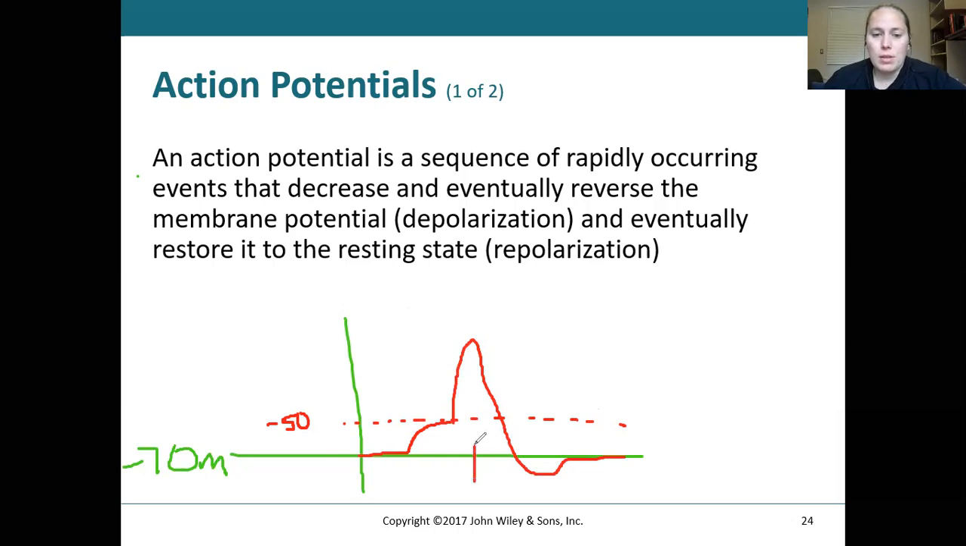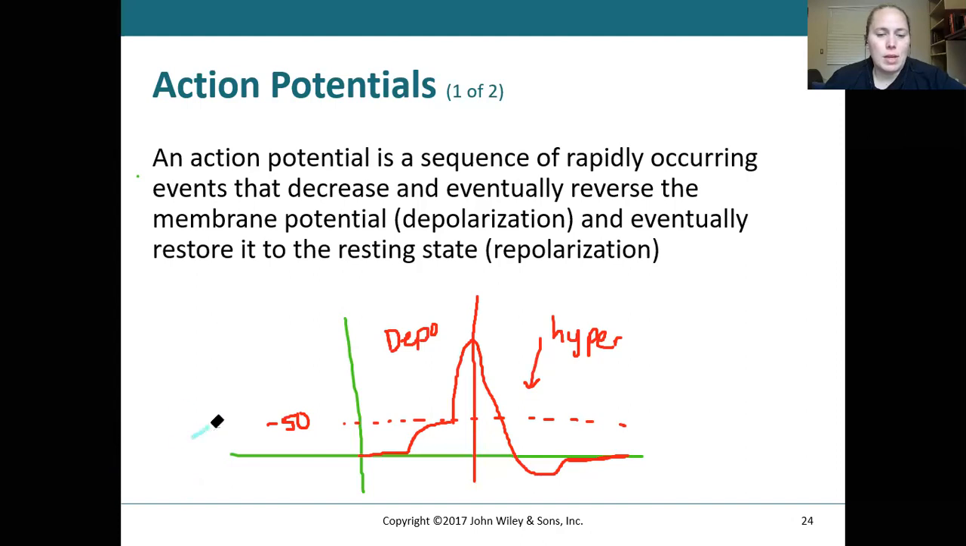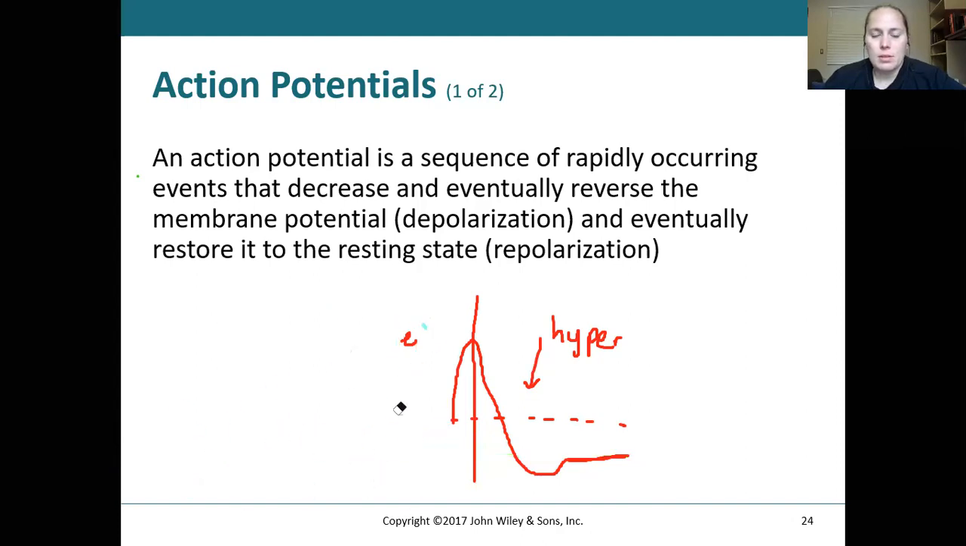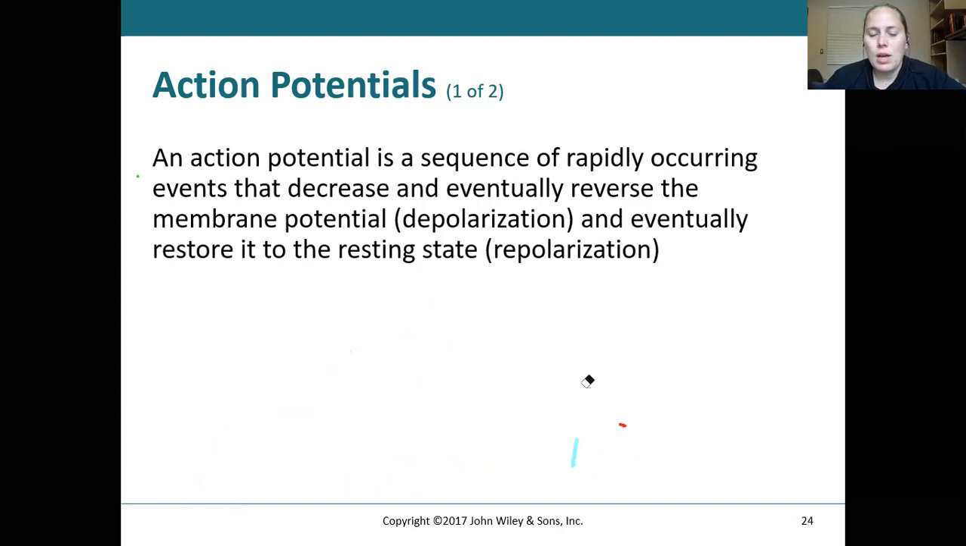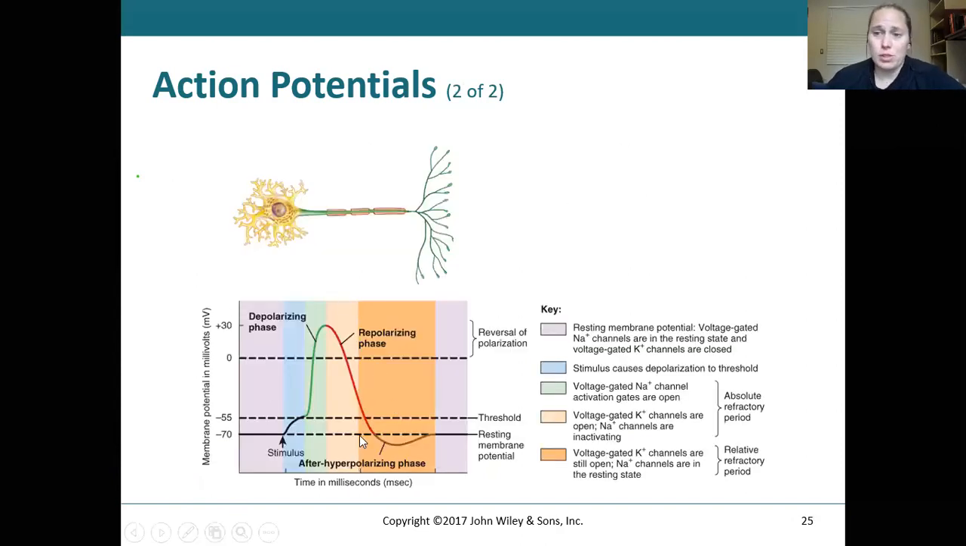So this here is considered your depolarization because you're becoming more positive. And then this is all considered your hyperpolarization because you're becoming more negative, and then you eventually come back here to your resting membrane potential. So we'll be talking a lot about this shape in the subsequent slides. So hopefully some of you have seen this material before, and if not, that's okay. More than happy again to chat with you about it. Okay, so here's essentially the same figure we just went over.